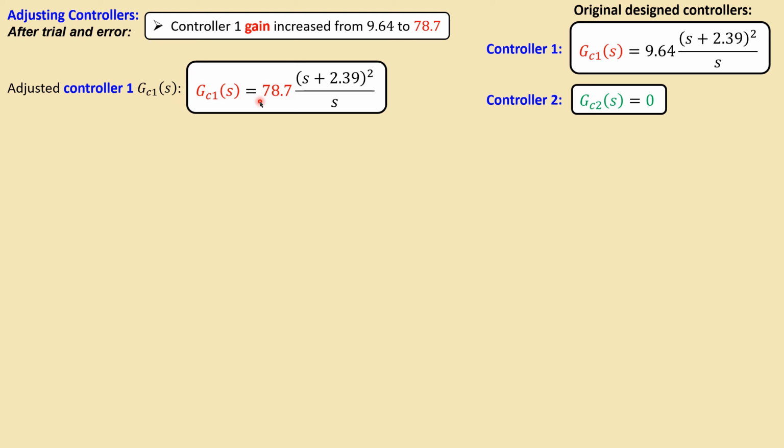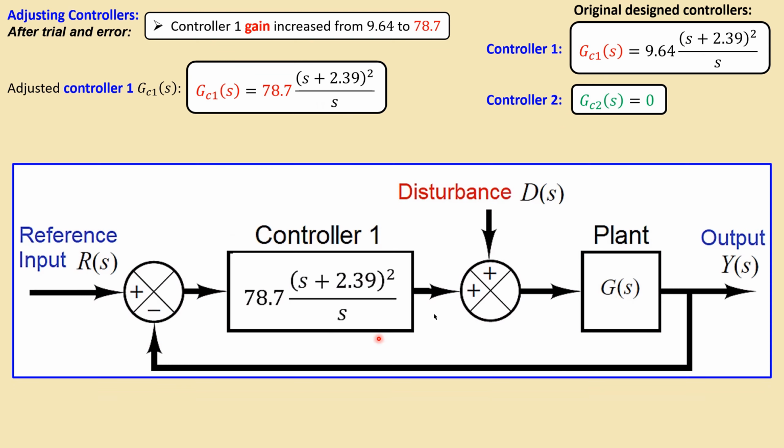So I have only changed the gain. The rest is the exact same. The 0 location is the same. I don't change any poles or add any poles. That means the controller will be this, controller 1 also. So the disturbance and so on will be all the same, and the plant is always also there.